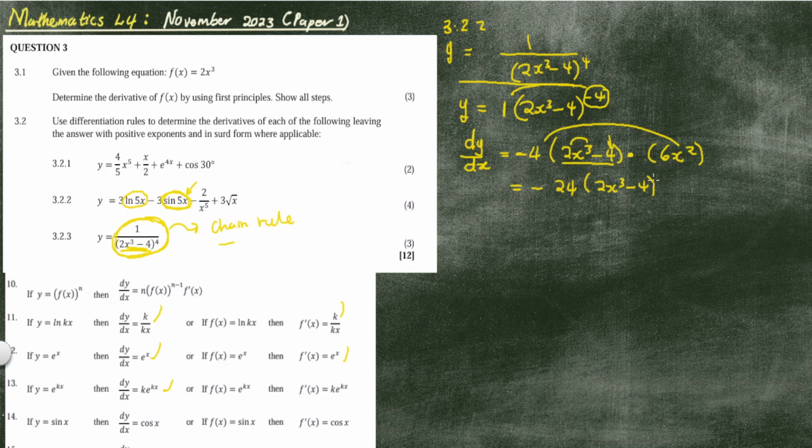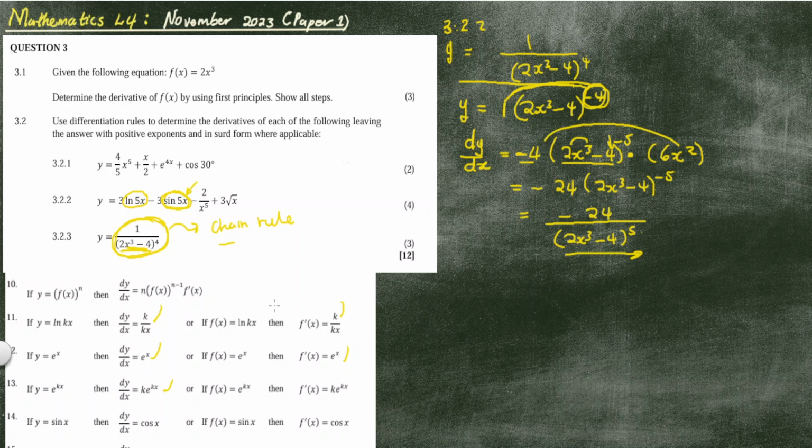Okay, there's something I forgot to do. Remember, we took this, multiplied that, and subtracted from this. I forgot to say minus 4 minus 1 should be a minus 5, right? Then we continue, it's a minus 5, so the final answer is going to be a minus 24 over (2x cubed minus 4) raised to exponent 5. So this is the final answer.